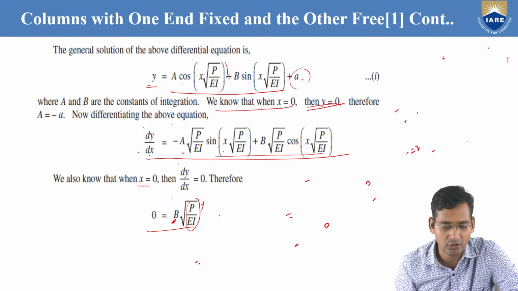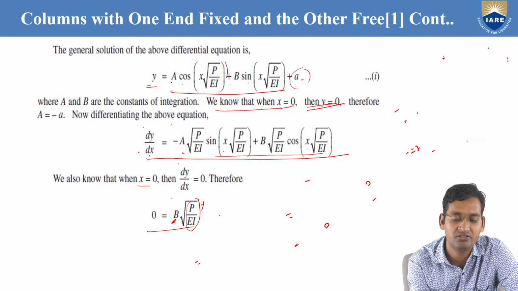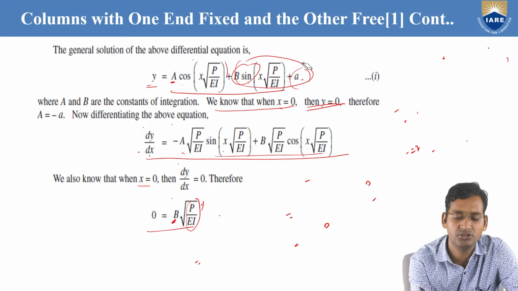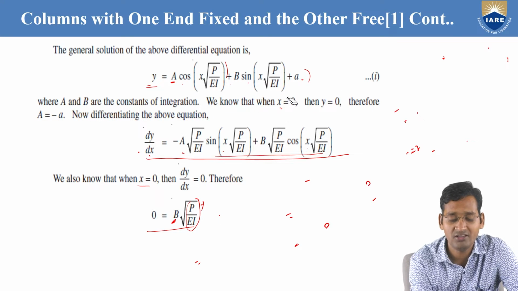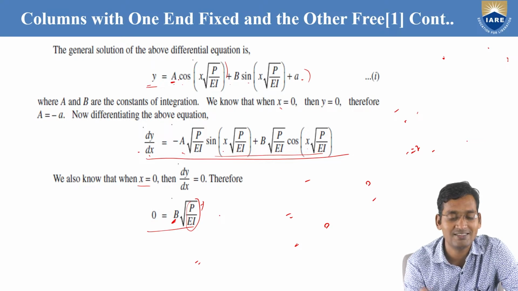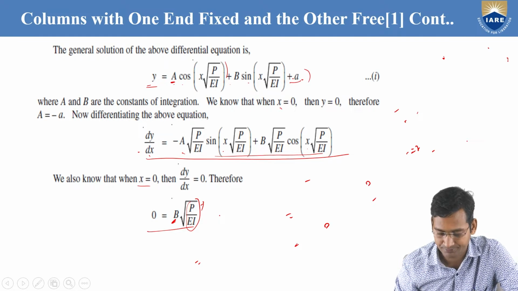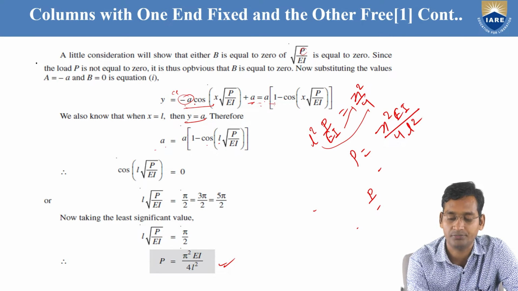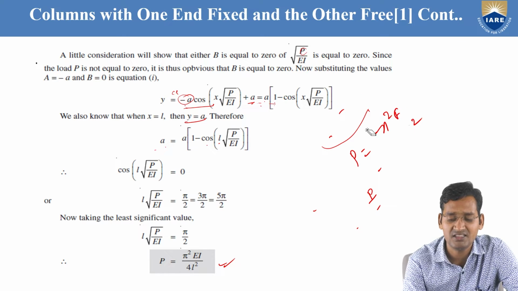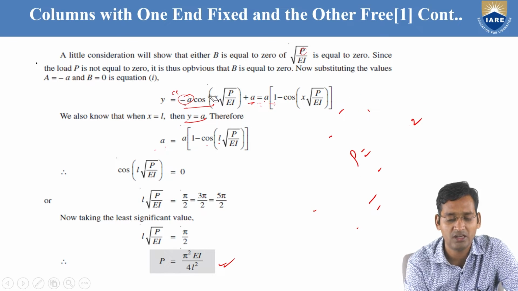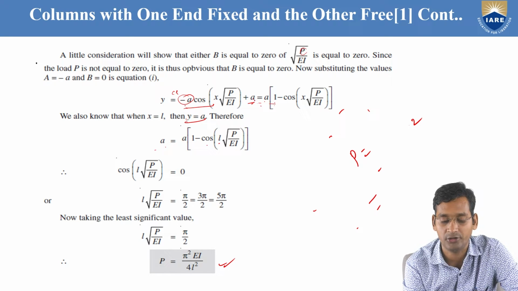So once we have the value of A and B, substitute. A is minus A, B is 0. So this whole term becomes 0. So now what is left? y equals minus A cos x root P by EI plus this A term. Right? Just rearrange, write A first, or you can simply take this itself. Now, here, what is required? Just see here.